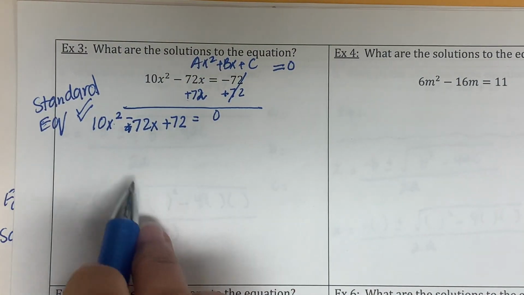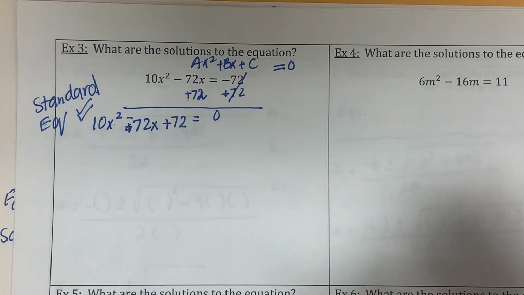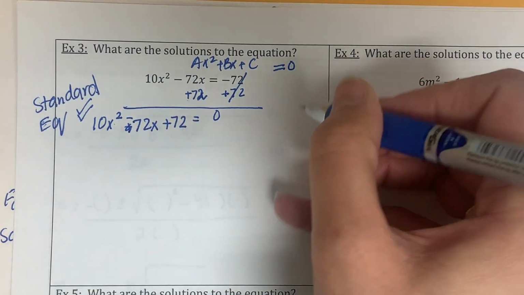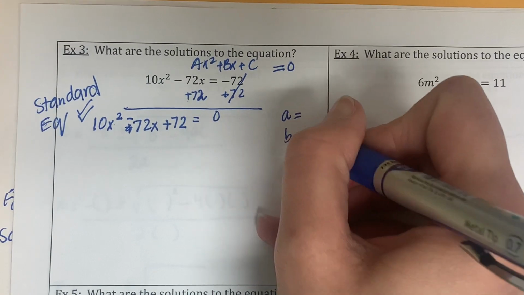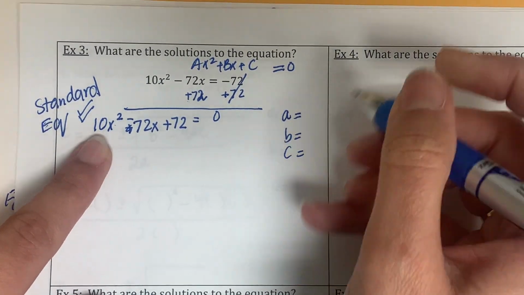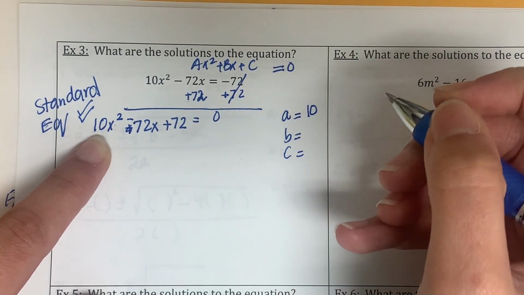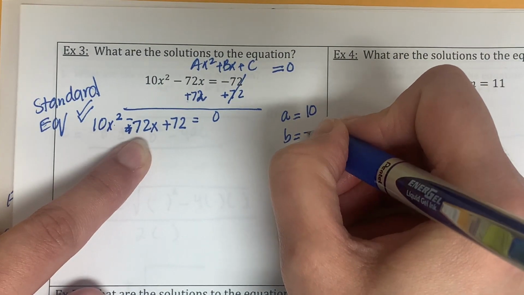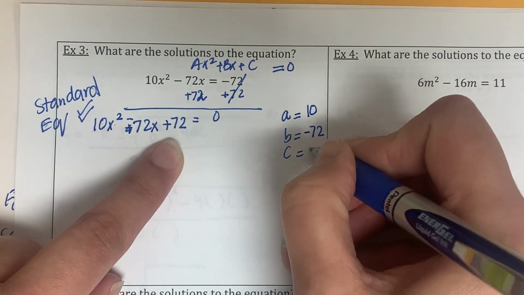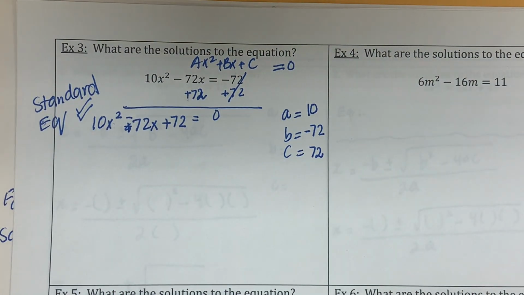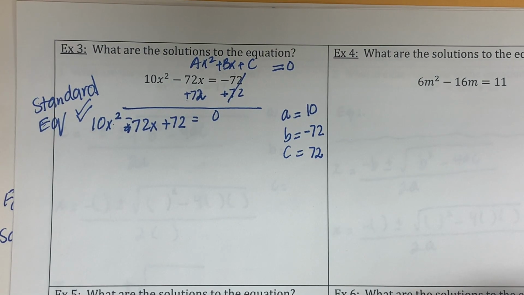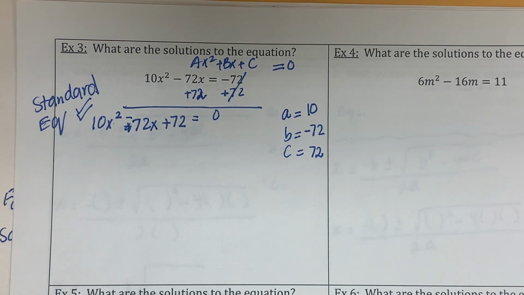This is the standard equation, written as ax squared plus bx plus c equals 0. Identify A, B, and C. A is 10, B is negative 72, and C is positive 72. I could probably solve it as an X puzzle, but since I'm required to use the quadratic formula, I'm just going to use that quadratic formula.